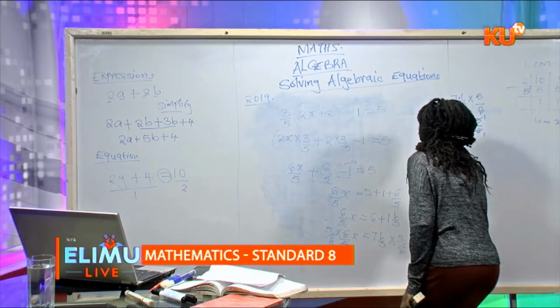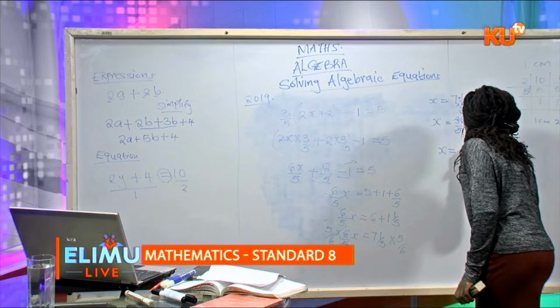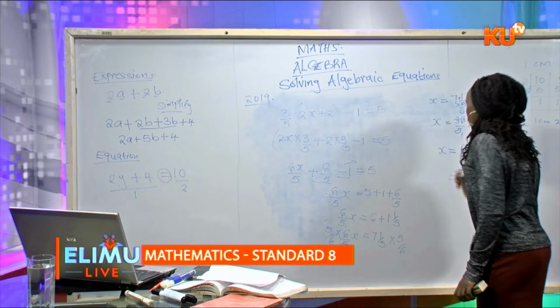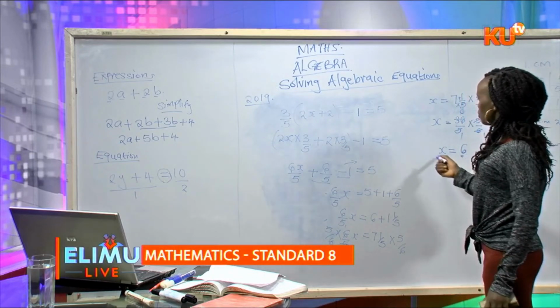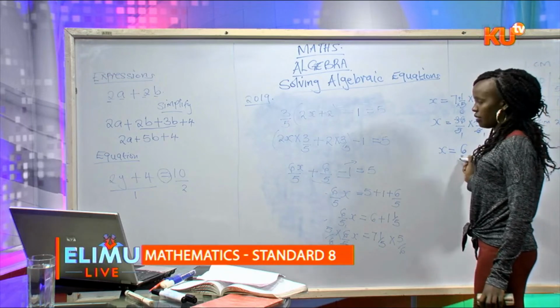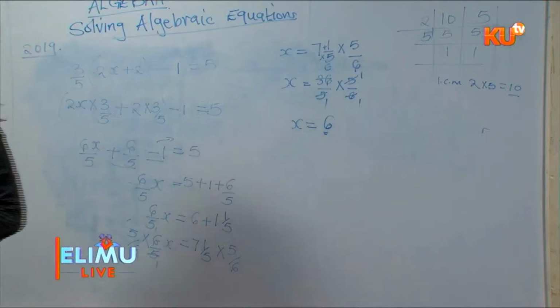So the value of our x is going to be 6. And that was the question. The question was to find the value of x and we have gotten our x. So that is the value of x.